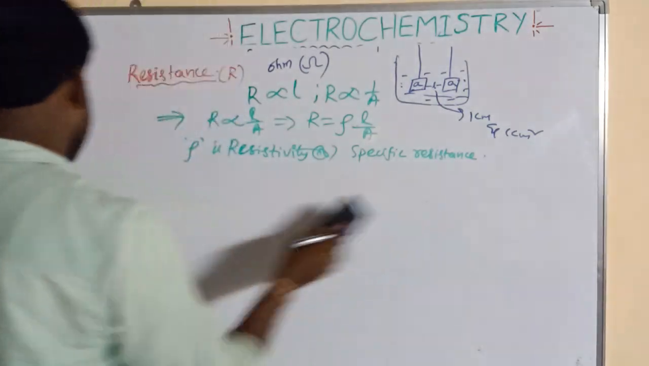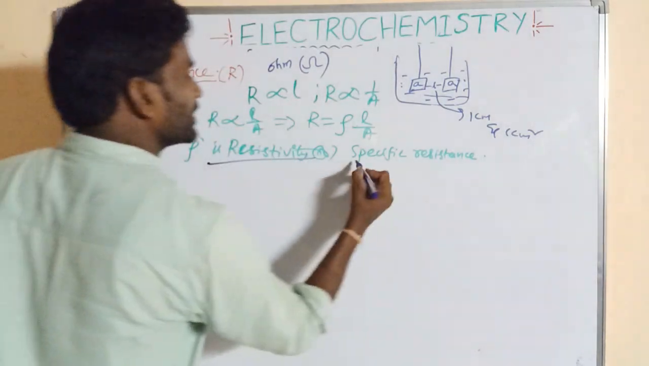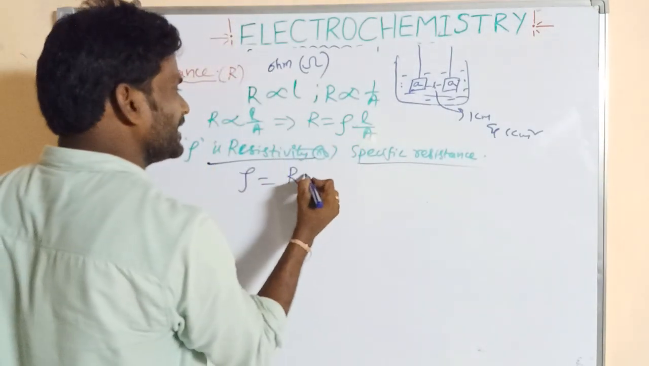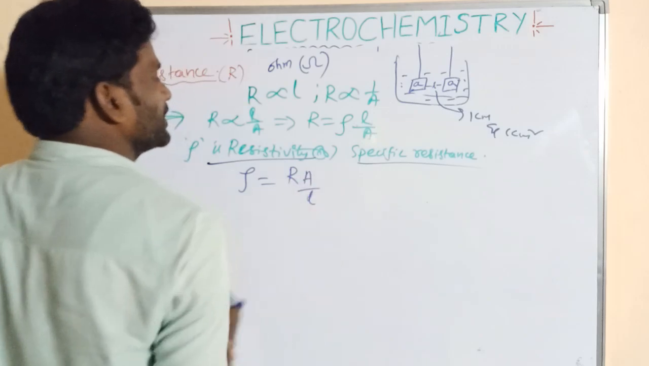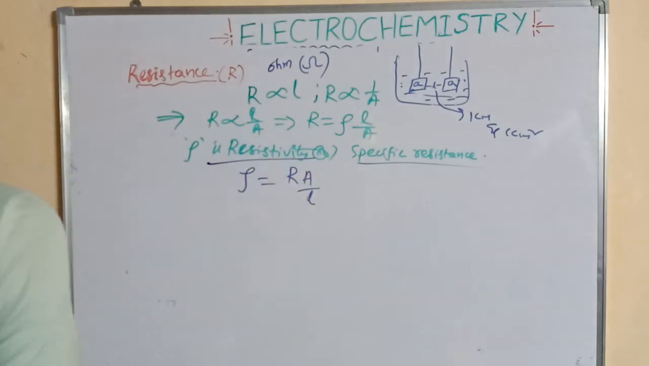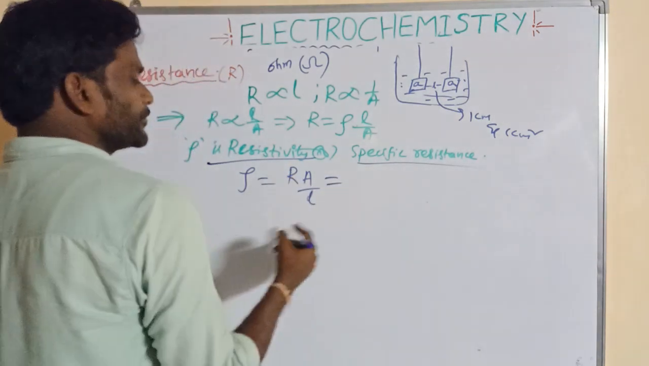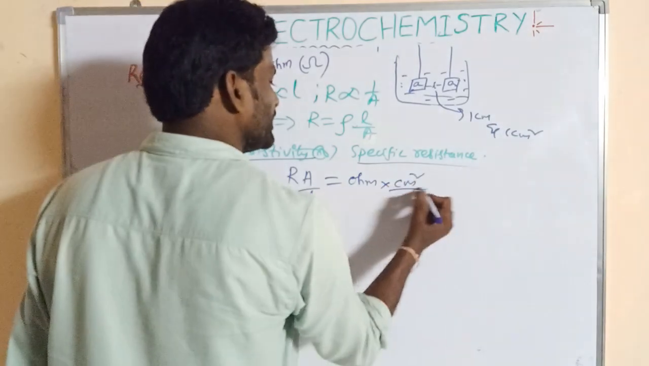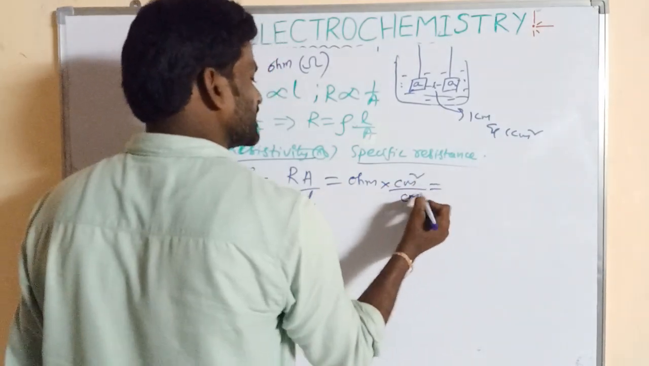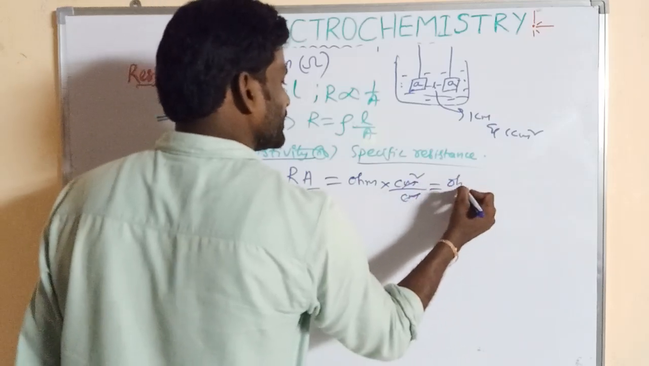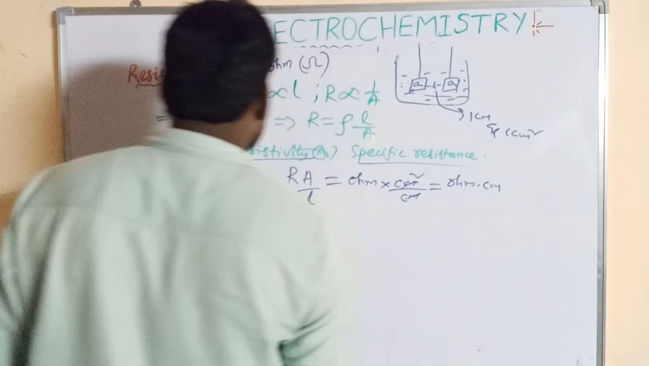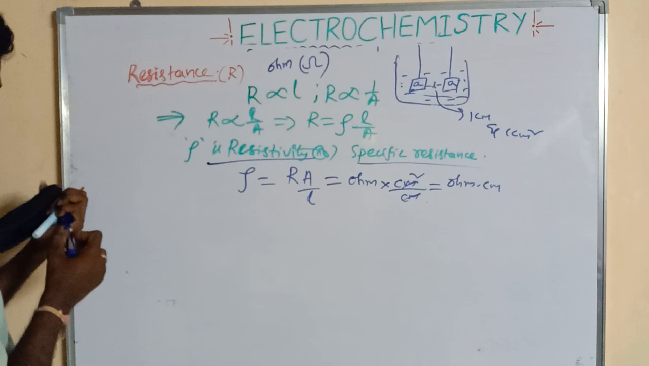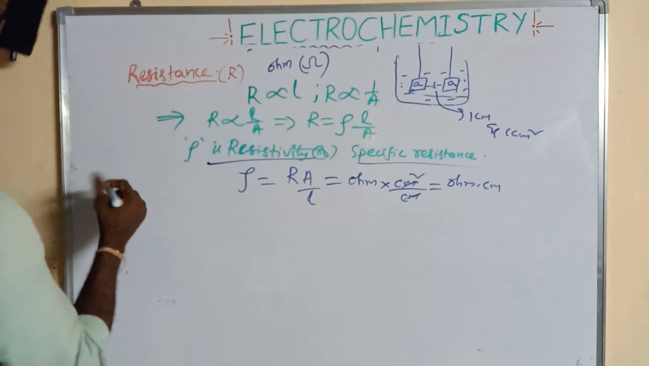So what are its units? Listen to me. Specific resistance rho is equal to R into A by L. Now what are its units? Ohm; area is centimeter square; length is centimeter, so centimeter cancels. Ohm centimeter. So these are the units of resistivity or specific resistance. Now I am going to explain about conductance.